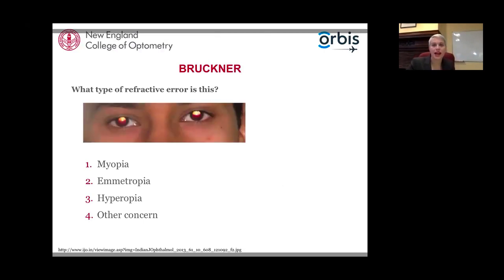Here we can see our hyperopia. We have plus 3 diopters in the right eye and plus 4.5 diopters in the left eye. So you can see those hyperopic crescents. You can see they're fairly similar. Maybe that left one's a little bit larger.